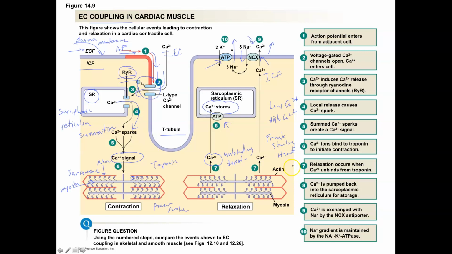So that's a little bit of information on excitation contraction coupling and the types of cardiac muscle cells that you see in the heart, both conduction cells and the cells that pump blood.